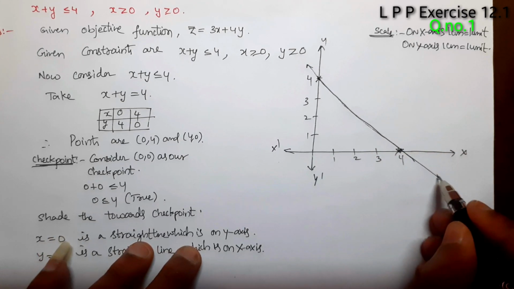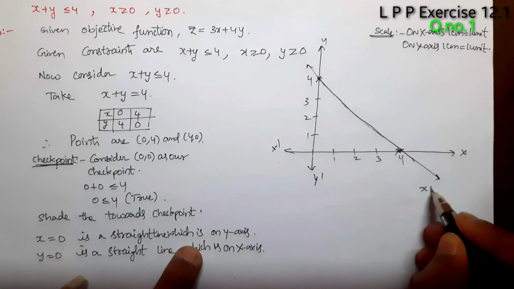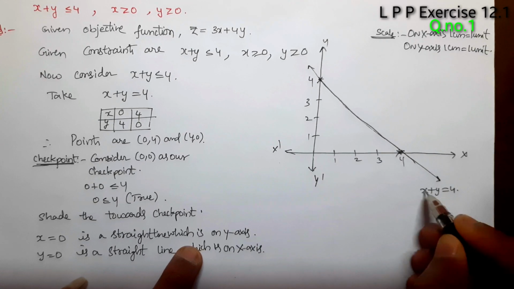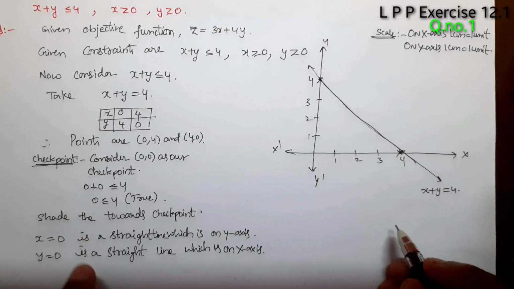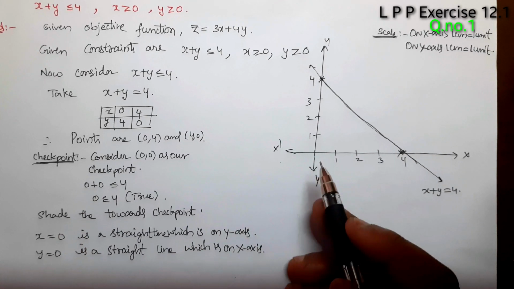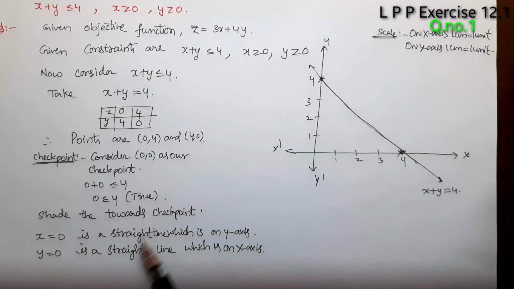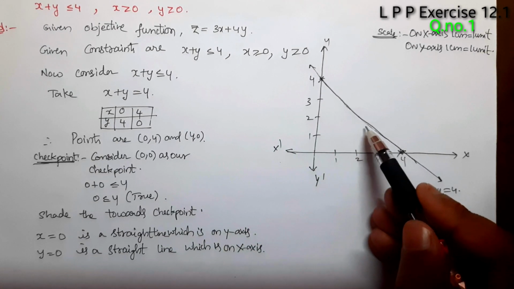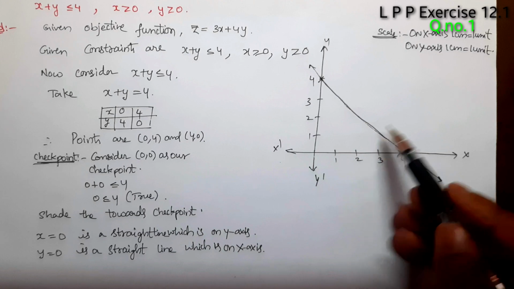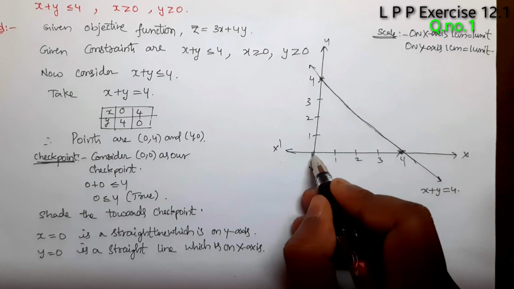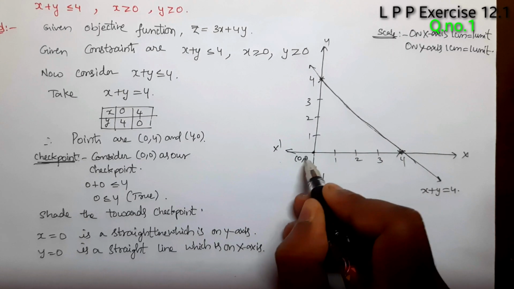Okay, so that line name also we have to mention, that is x plus y equal to 4. After that we have done the checkpoint. Now that checkpoint we have to do here. Checkpoint is nothing but we have to identify the region, whether below half plane or upper half plane. For that purpose, the checkpoint we have considered is 0, 0.